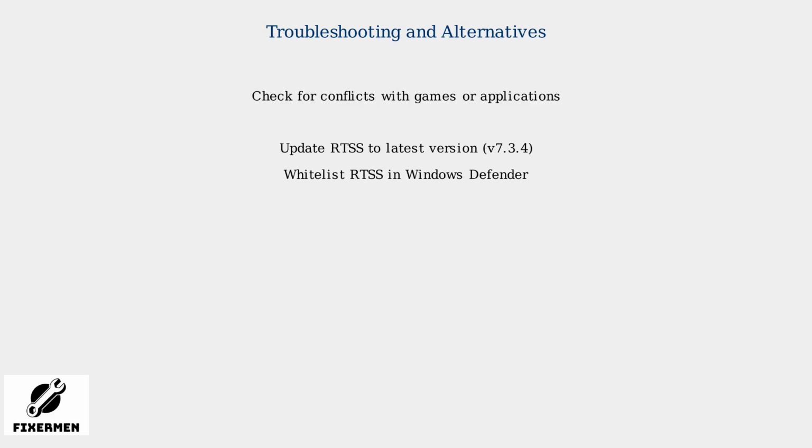In some cases, Windows security updates or stricter hooking policies by Windows Defender might block RTSS overlays, requiring you to whitelist the application. Also, consider using built-in game overlays such as NVIDIA Overlay or AMD Adrenaline's FPS Counter as alternatives to RTSS.